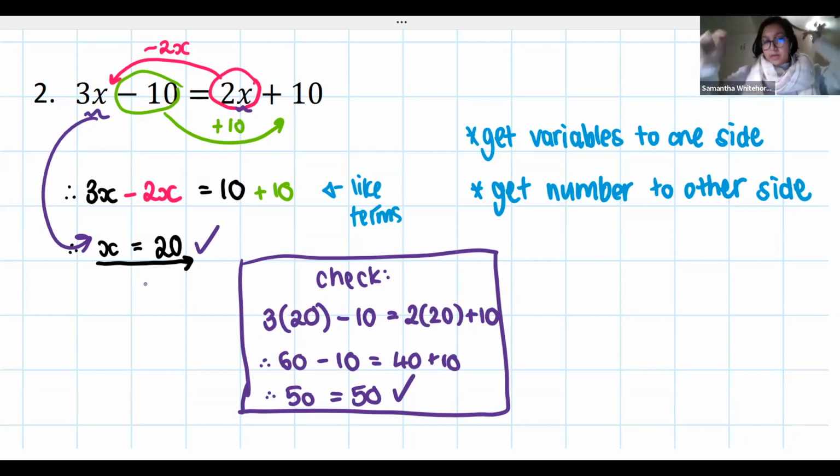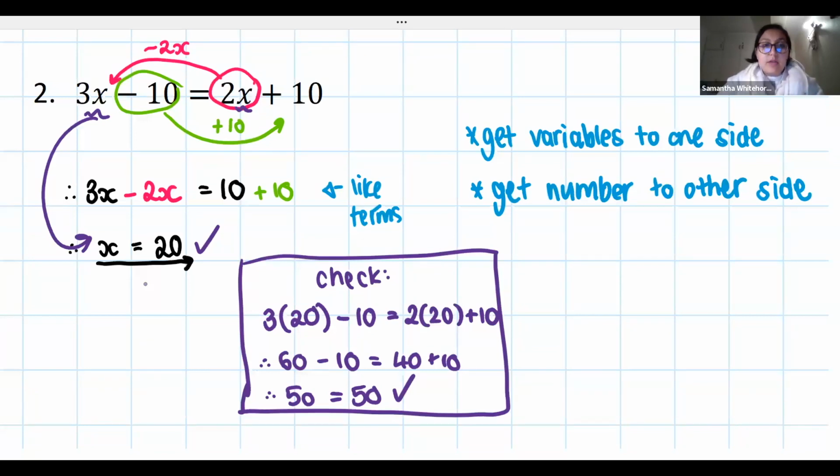So grade 8, what you need to take away from this is that when you are sitting at the end of your test and you've got 10 minutes left, what you're supposed to be doing is check. This is how you check your equation answers. You substitute in and you make sure that your left-hand side is equal to your right-hand side.